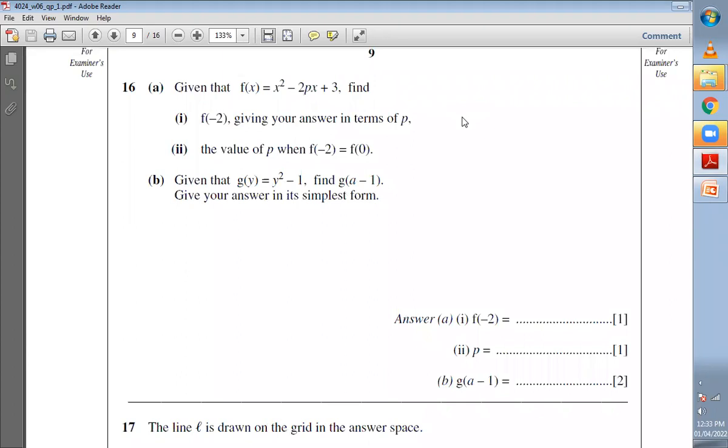Now question number 16 is coming up on your screen, and it says: given that f of x is equal to x squared plus x squared minus 2px plus 3, find f of minus 2, giving your answer in terms of p. And the second part is to find the value of p when f of minus 2 is equal to f of 0.